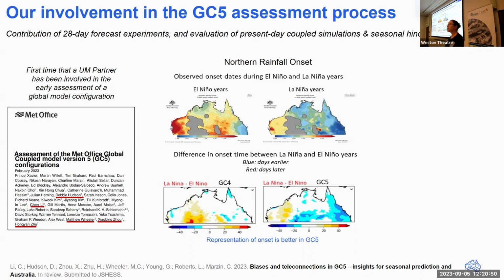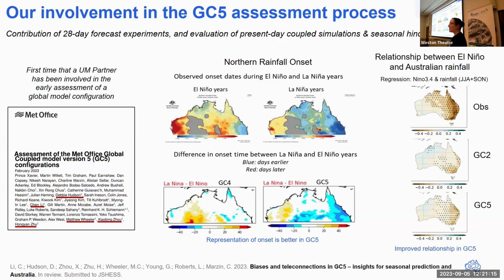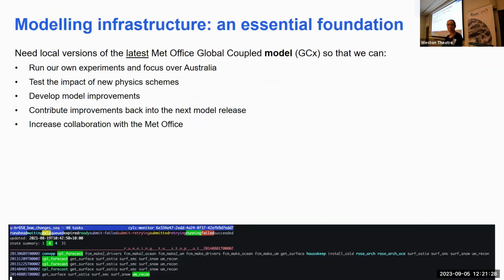So we wanted to see if our models could actually capture that. At the bottom, we were looking at a GC4 prior version and the GC5, and we were looking at the onset dates in La Nina situations compared to El Nino situations. You can see that the GC5 model does a much better job at capturing the earlier onsets that occur in La Ninas, whereas the GC4 model didn't get it at all. The other thing that we might look at, for example, is the relationship between El Nino and Australian rainfall, and that's just a regression. In that way, we're focusing some of the evaluation on things that matter to us.